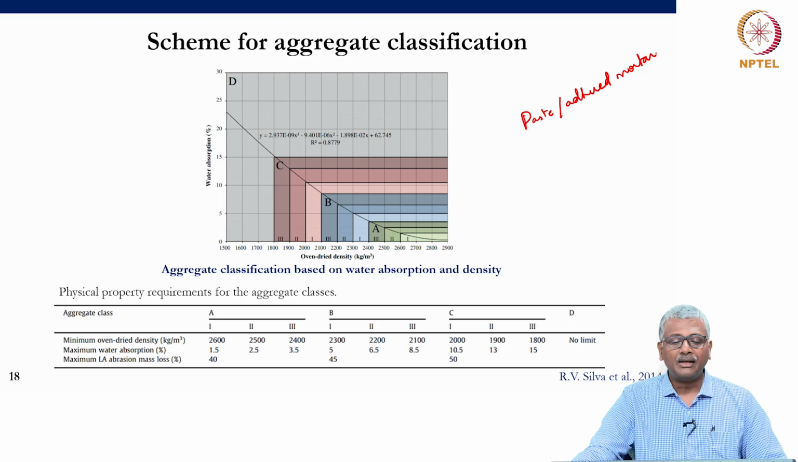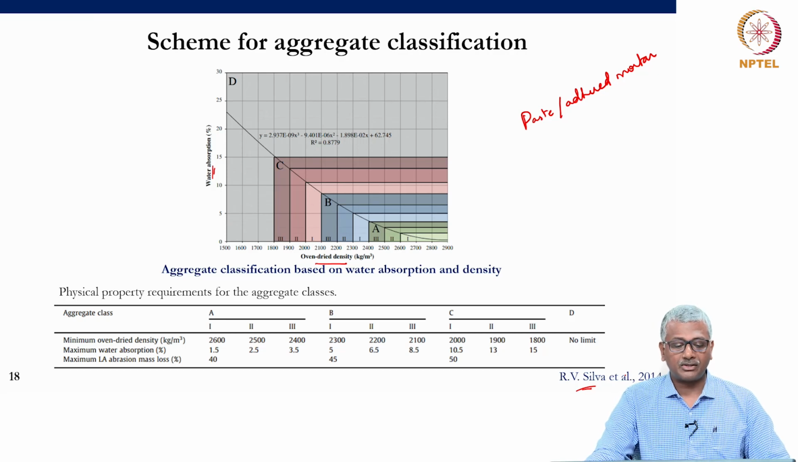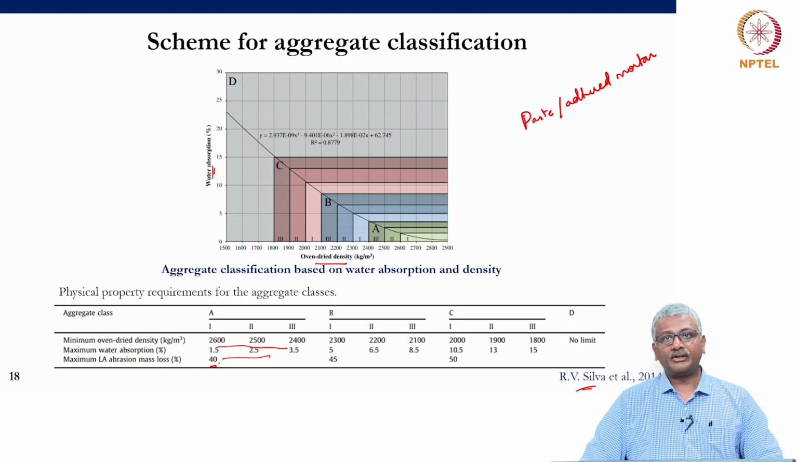So, based upon the combination of oven dried density and water absorption, Silva has done this sort of a classification, where class A aggregate has densities more commonly observed with most aggregate and water absorptions that are fairly low. The Los Angeles abrasion mass loss is restricted to about 40%.